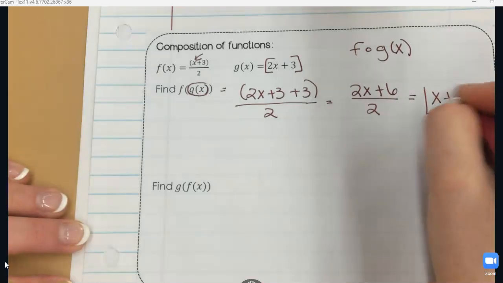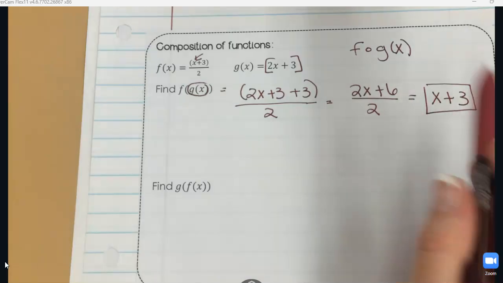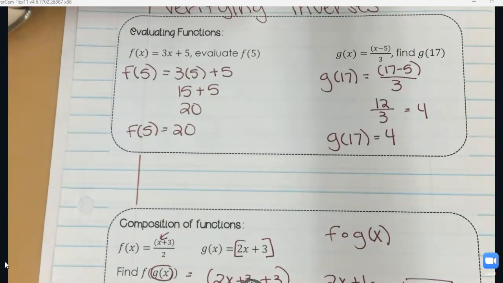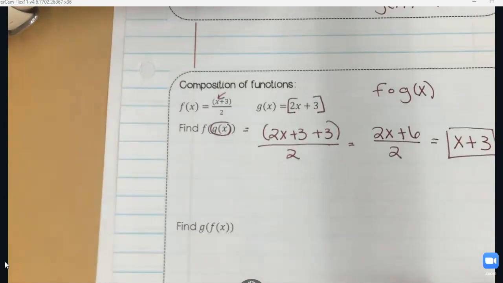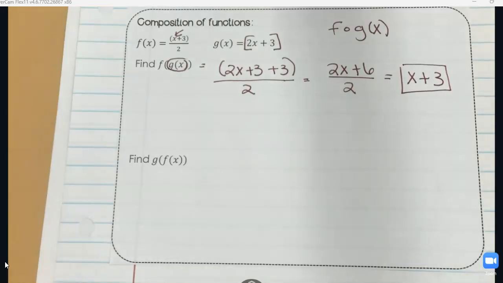And so when you are doing composition with functions, your end result will still have a variable in it. Unlike what we did at the top where we were plugging in a number and our answer gave us a number, when we were plugging in functions, your outcome will be another function, something with x.